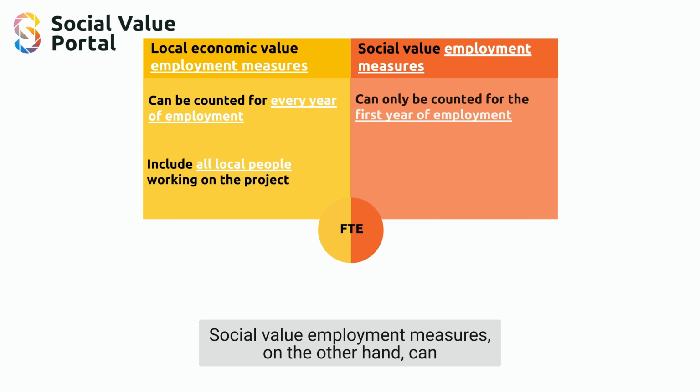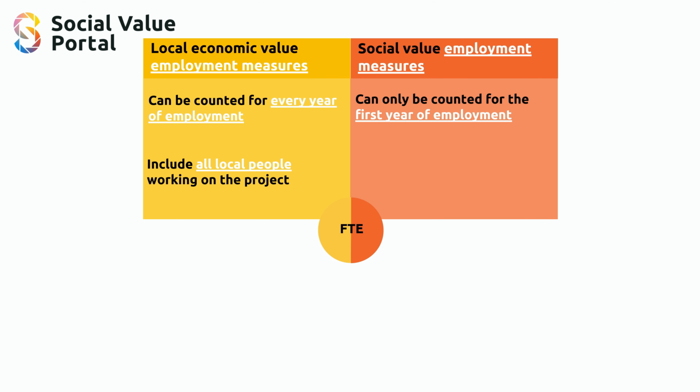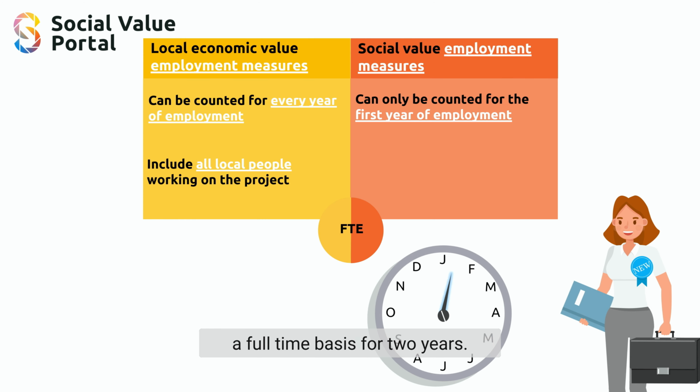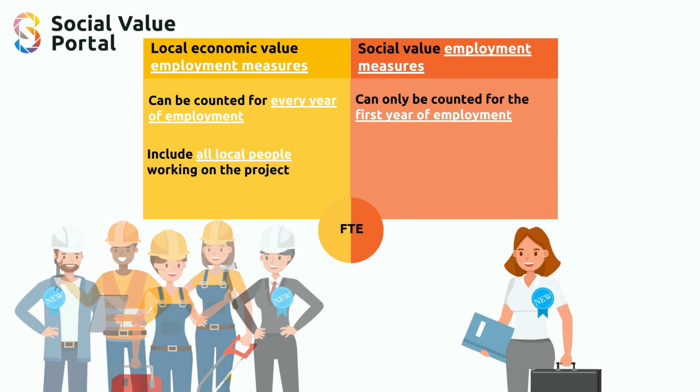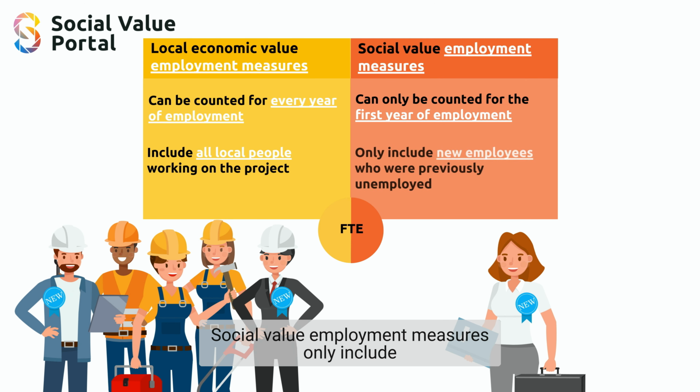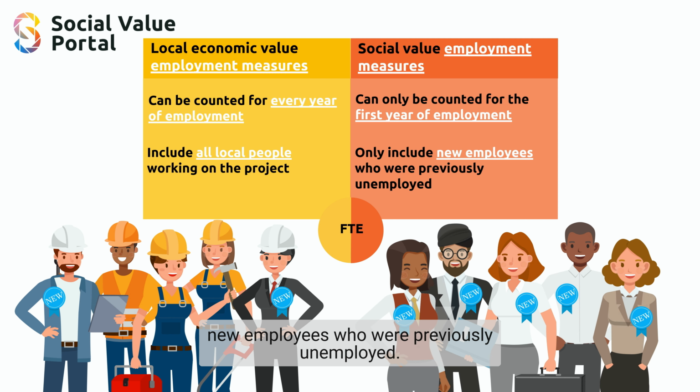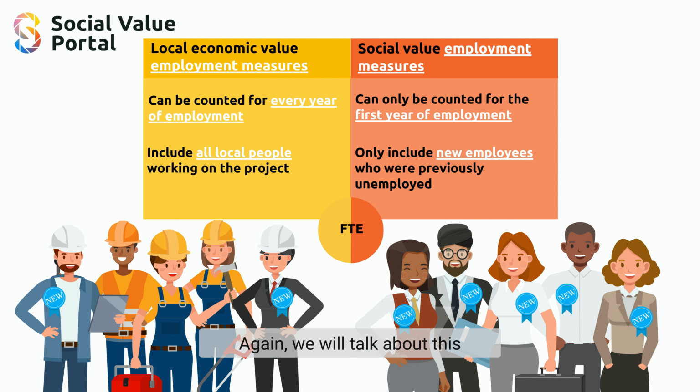Social value employment measures, on the other hand, can only be counted for the first year of employment. There'll be more information on this in the double counting section. Say you hire an ex-offender on a full-time basis for 2 years, you may enter 1. Social value employment measures only include new employees who were previously unemployed. Again, we will talk about this more in the following sections.